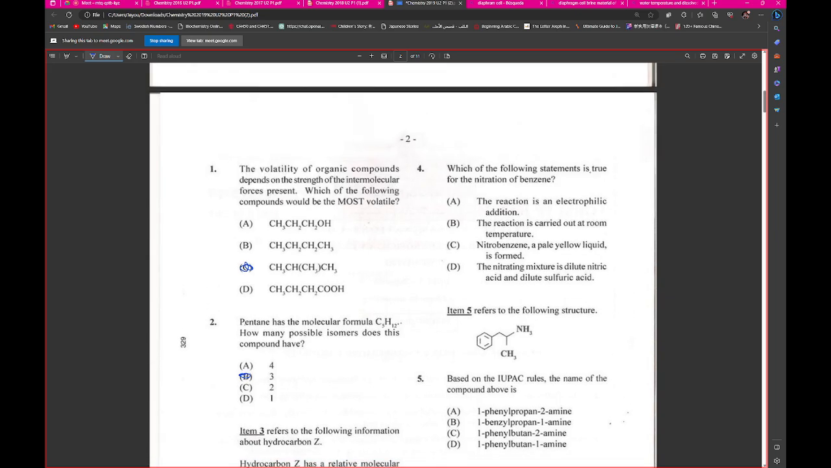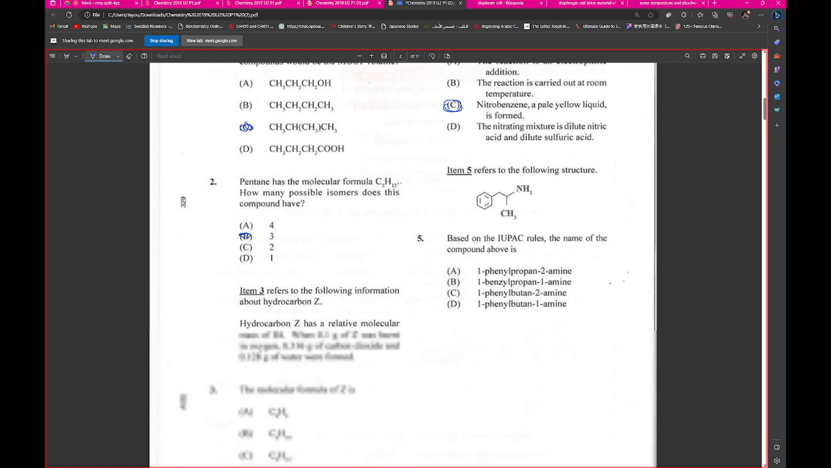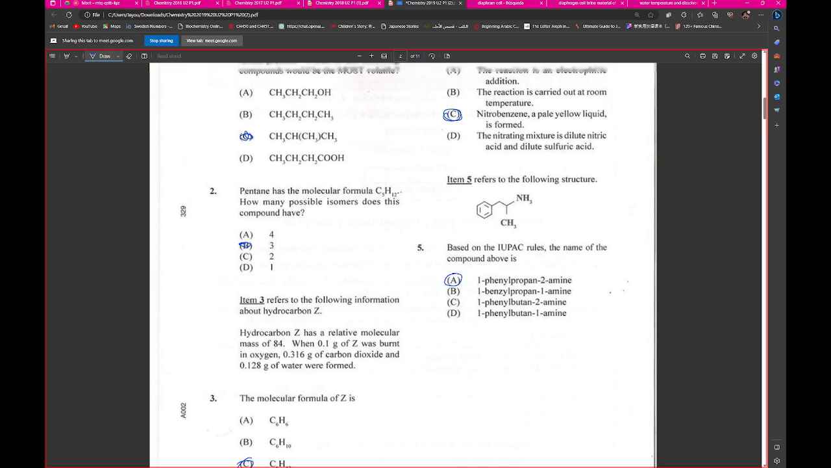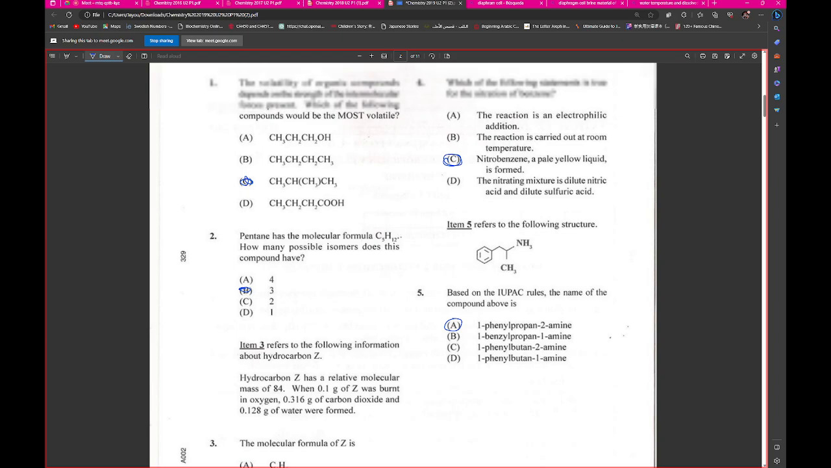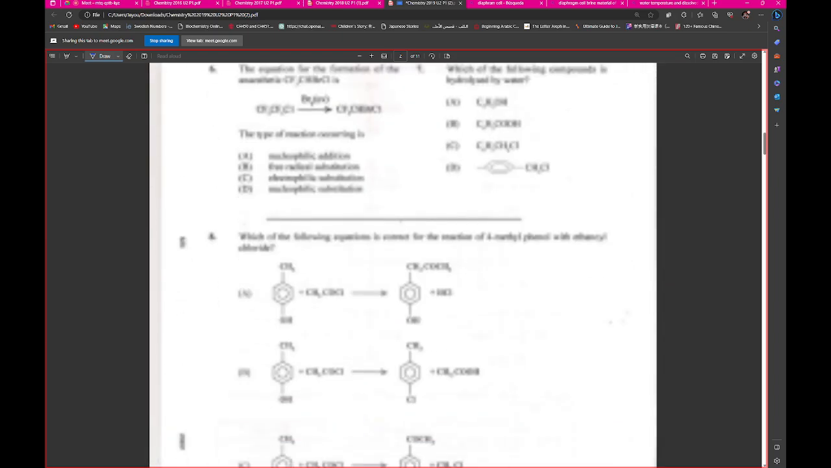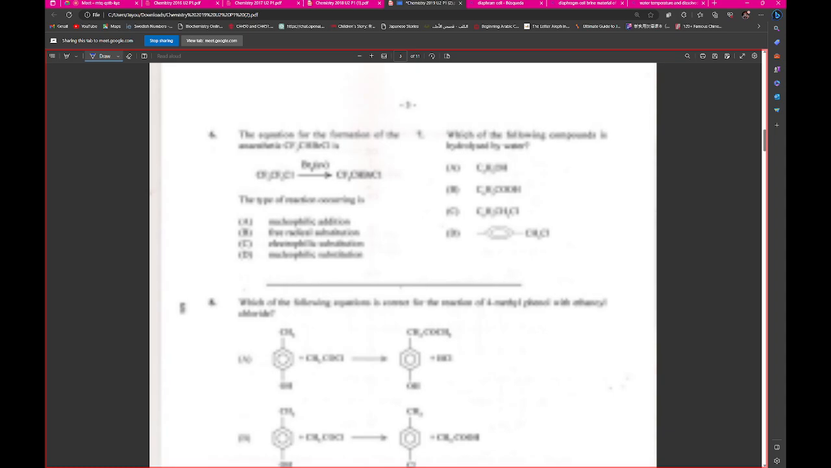Which of the following statements is true for the nitration of benzene? It is a yellow liquid. Based on the IUPAC rules, this is 1-phenylpropan-2-amine. I hope you guys are fine so far. Everybody fine with this page? These are all repeats. Yes. Alright. Hopefully these are all repeats as well, and they all are. Wait, technically this isn't, but you guys should know this.